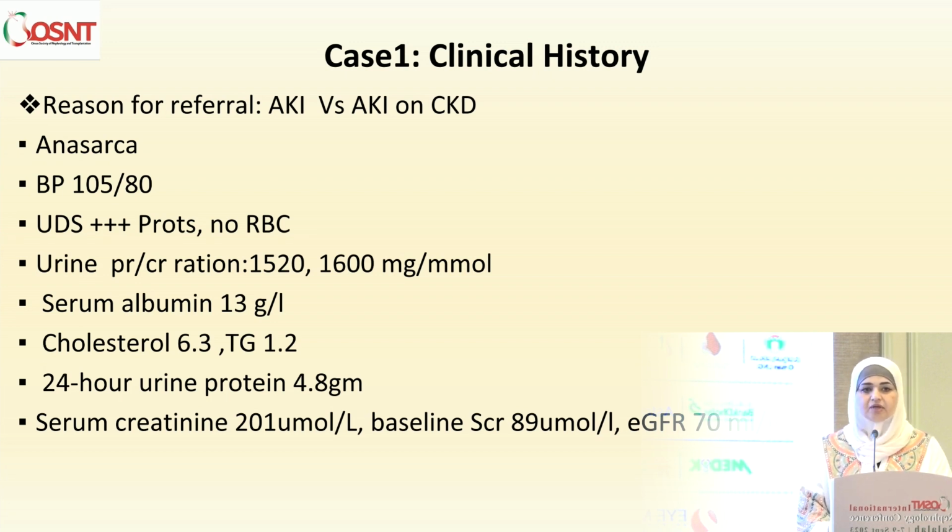The normal is less than 15. And his serum albumin is 13 gram, with a 24-hour protein confirming nephrotic range proteinuria. And his serum creatinine on admission is around 200, while his baseline is 189, and the baseline GFR 70 ml per minute. This is in 2020.